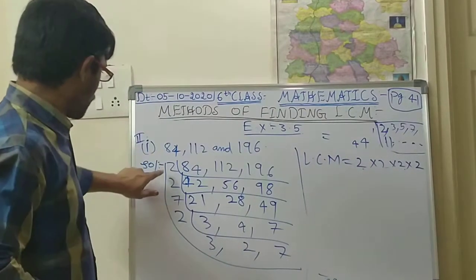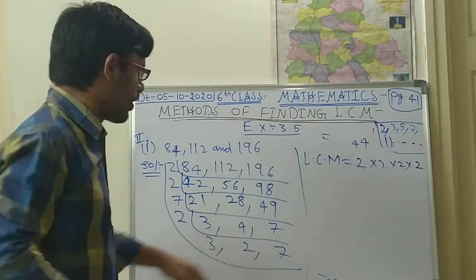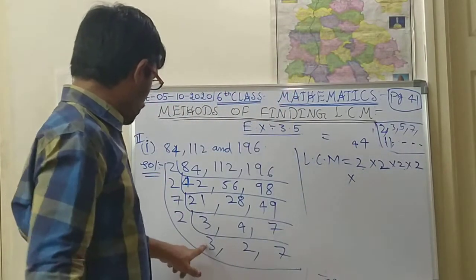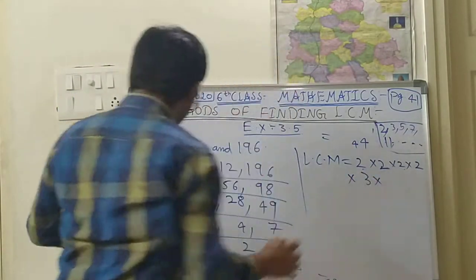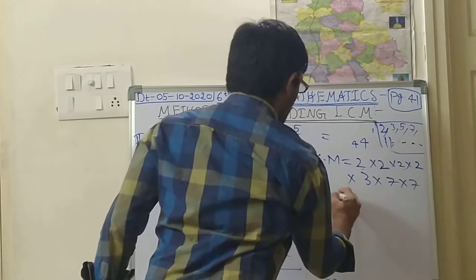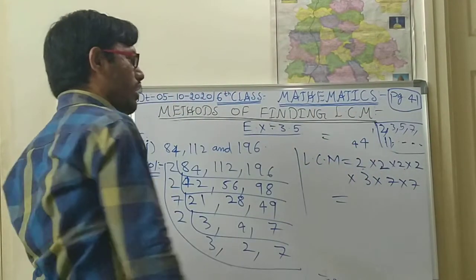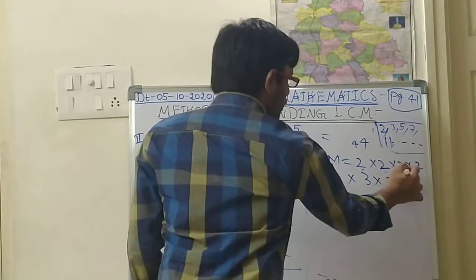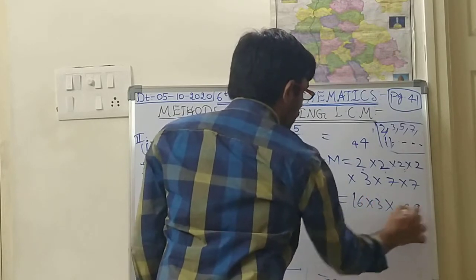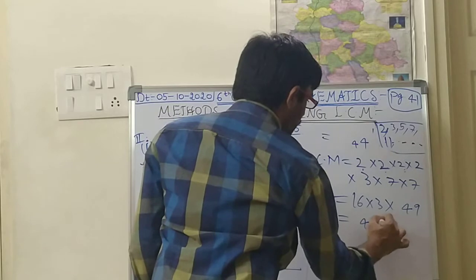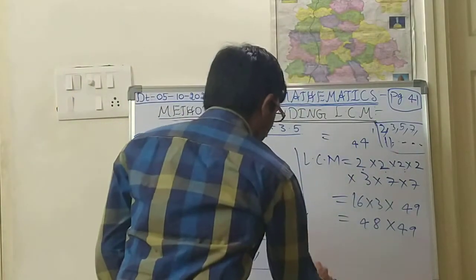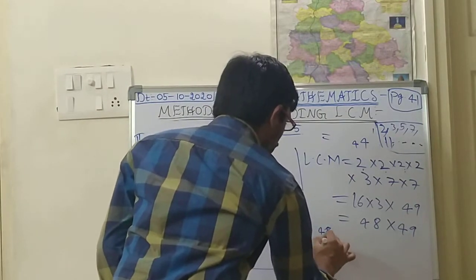See children, first twos, how many are there? 1, 2, 3, 4. So 4 twos are there as it is. Next into, 3, only one 3 is there. Into, next 7s, 2 are there. 7 into 7. If you multiply all these numbers, you will get 2 2s are 4, 4 2s are 8, 8 2s are 16. 16 into 3 into 49. 48 into 49. In the rough column you do 48 into 49.